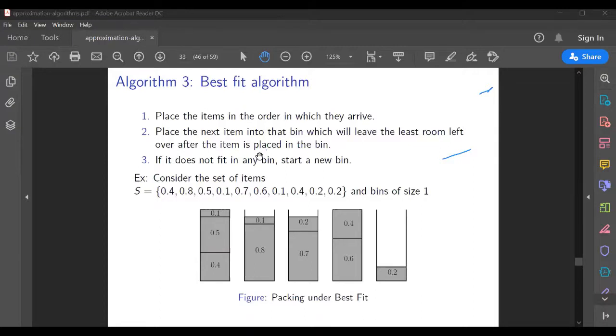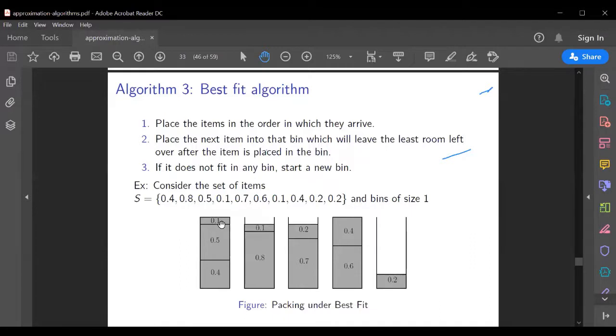Okay. So now 0.4, no change. So you put it here. And then 0.8 cannot hold here. So you open a new bin. So you open the second. Then you have got the third one that is going to come in. So the third one is going to be the 0.5.